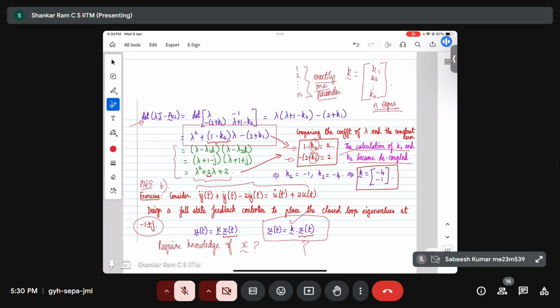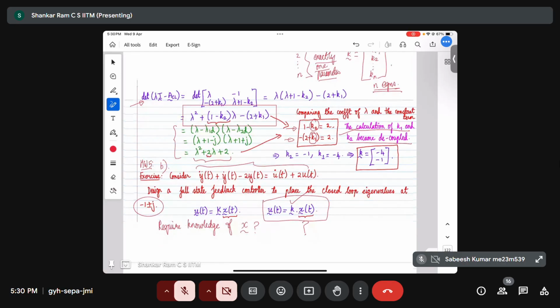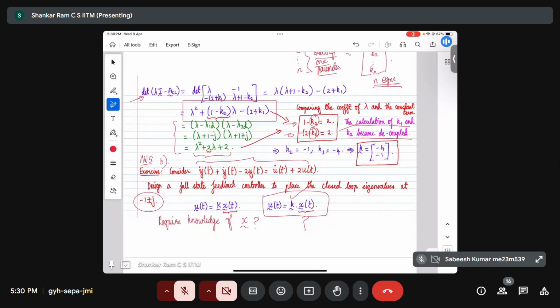How do we know the state variables to implement a controller? We need knowledge of X to implement the control. If I want knowledge of X at each and every instant of time, I need a lot of sensors, right?